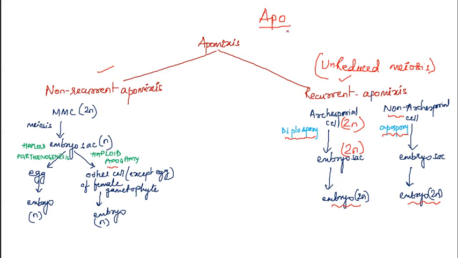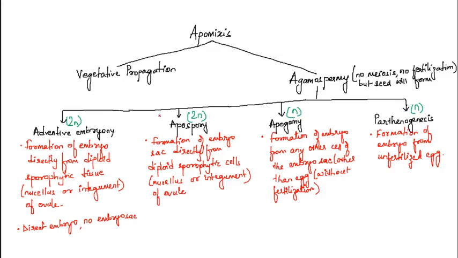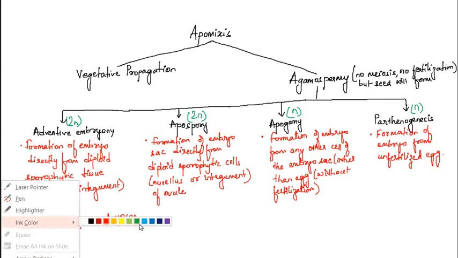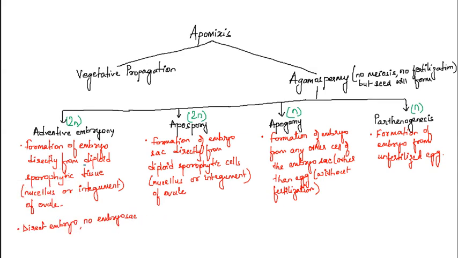So the third type is adventive embryony. In adventive embryony, we see that the embryos are formed directly from unreduced nucellus cells. They are formed from the nucellus or integument of the ovule, then it is known as adventive embryony. Clear?